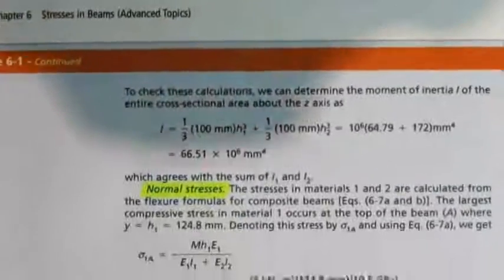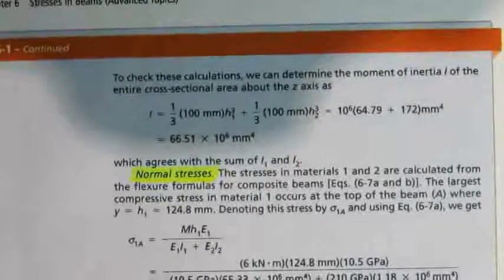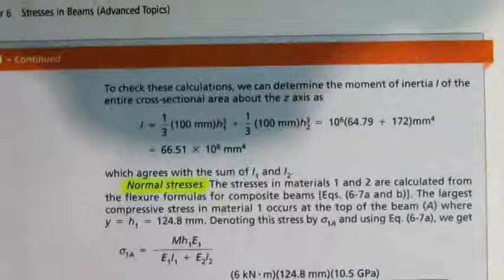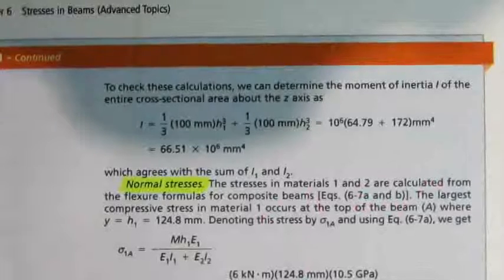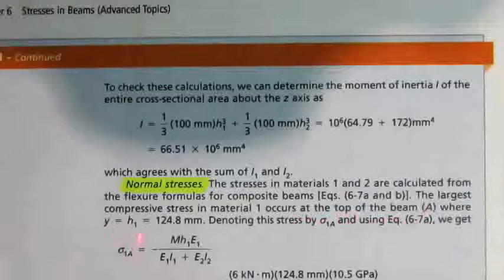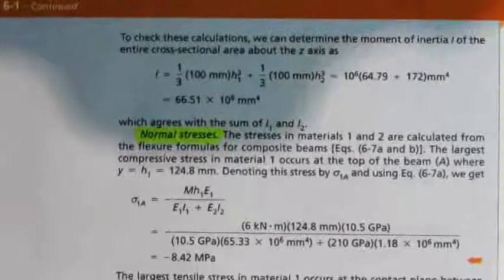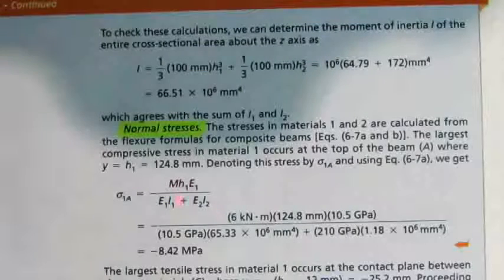So please, and then now we proceed to calculating what we've actually been asked to calculate, which is the normal stresses in material 1 and material 2. They calculated from the flexure formulas of the composite beams, and the equations are 6-7a and b. The largest compressive stress in material 1 occurs at the top of the beam, where y is equal to h1 = 124 millimeters, and denoting the stress by sigma 1a, and using equation 6-7a, we get the following. And this formula, as I've said, is provided there.